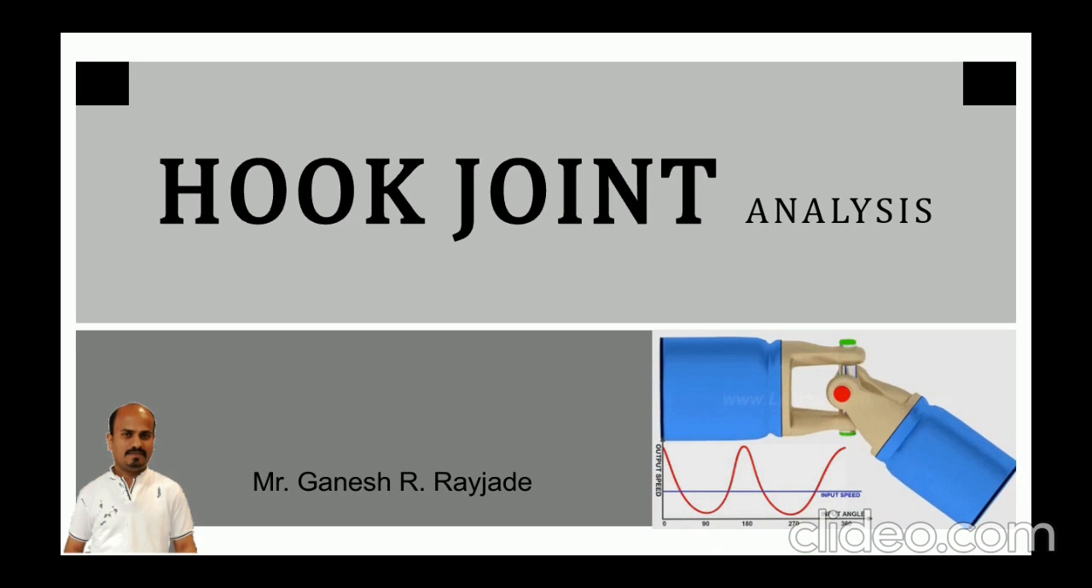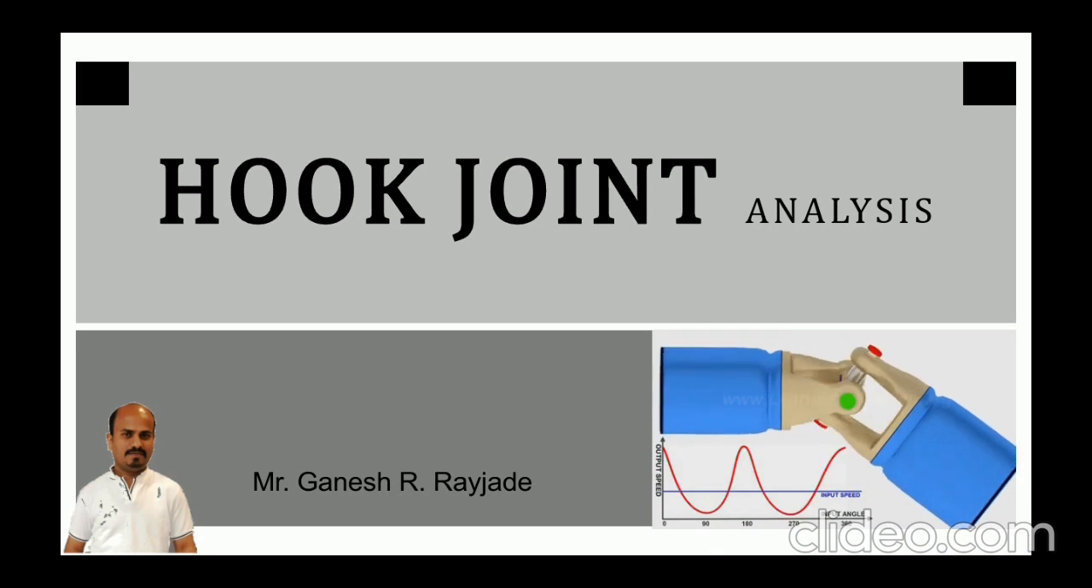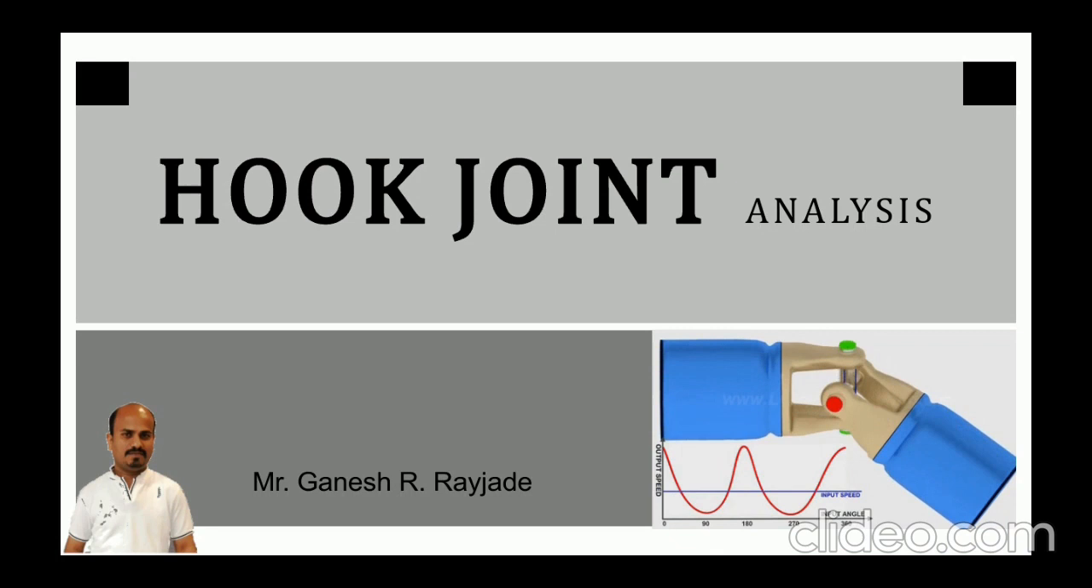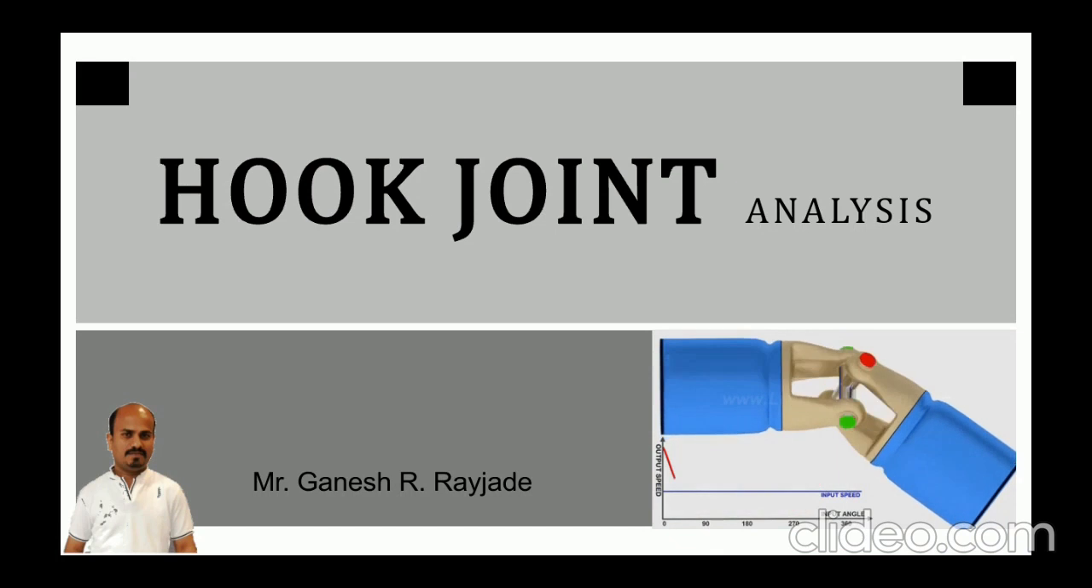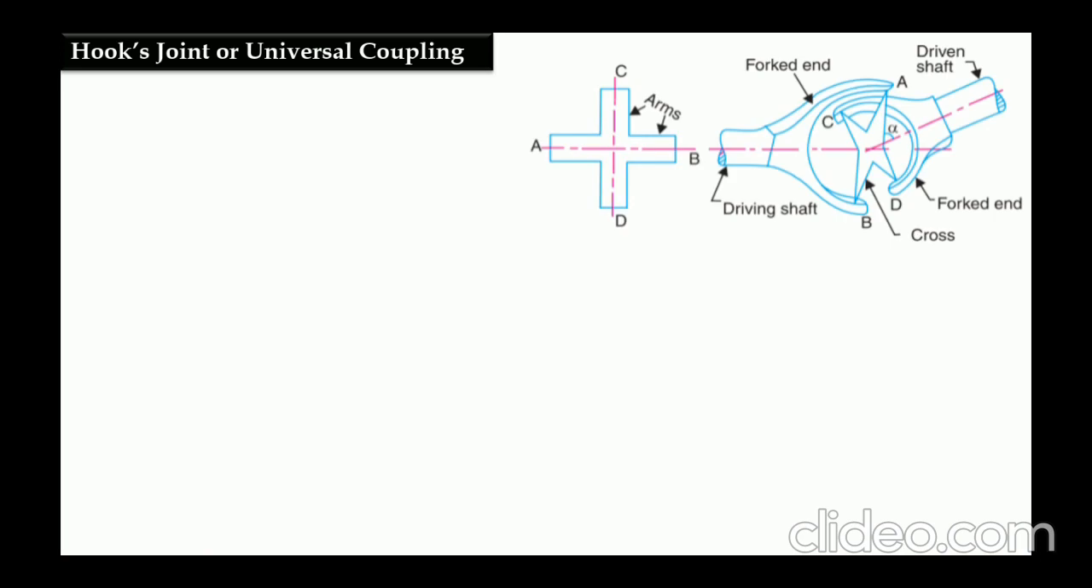Today we are going to discuss the topic hook joint analysis. So all of you know what a hook joint is. A hook joint is generally used for the connection of two shafts which have a misalignment, and that misalignment may be linear or it may be angular misalignment. So it accommodates both linear as well as angular misalignment.